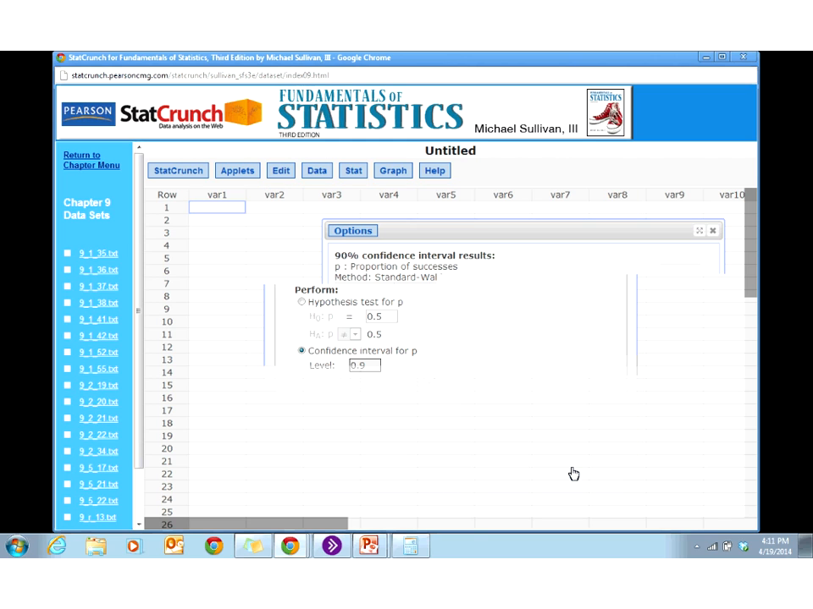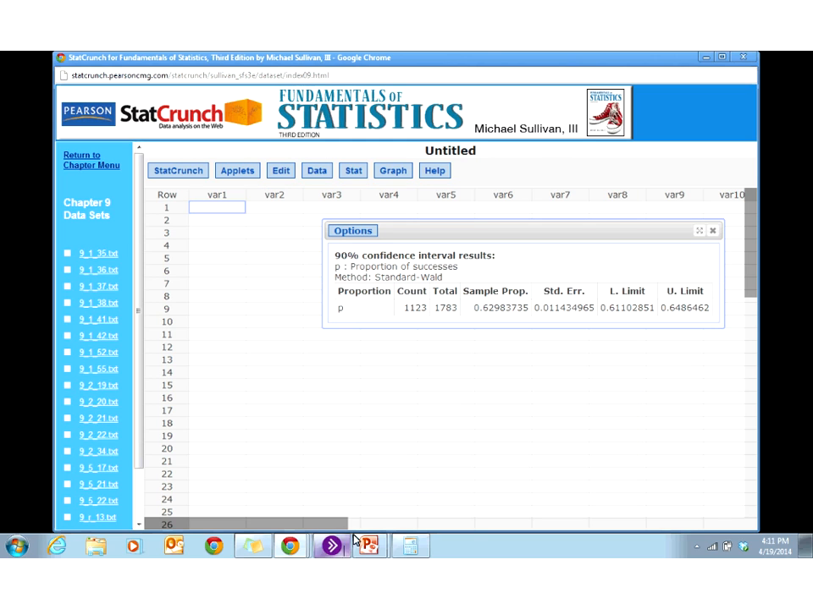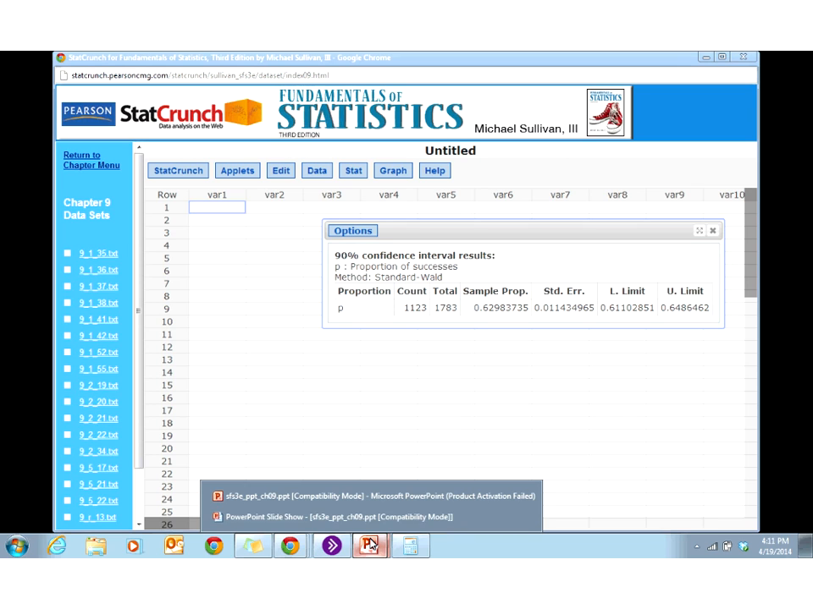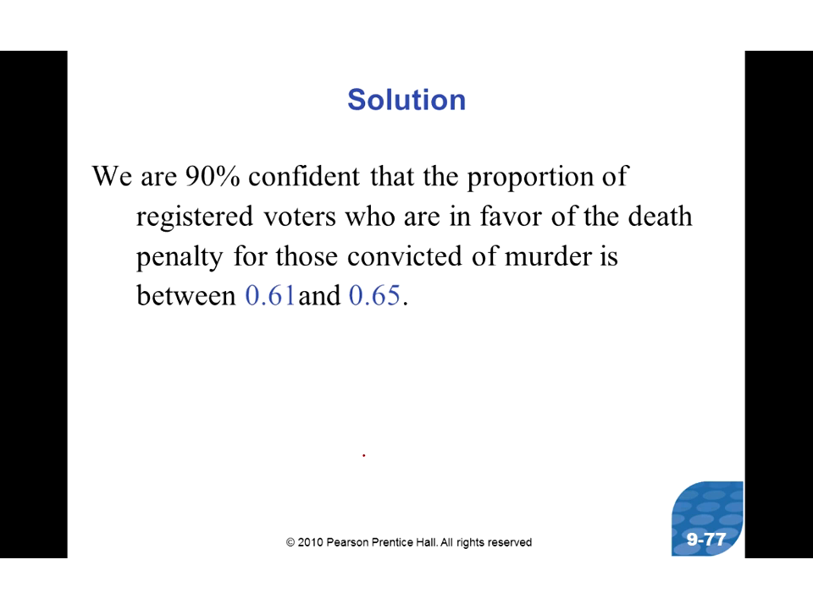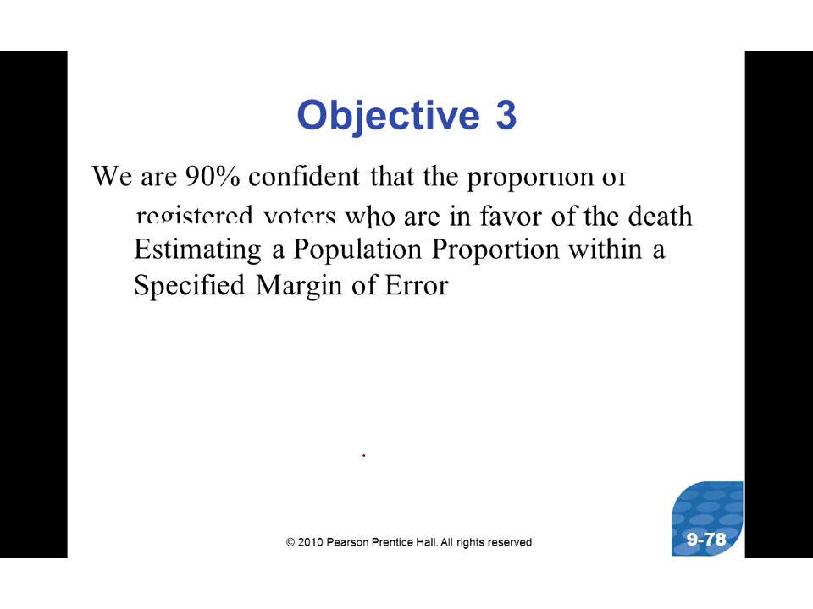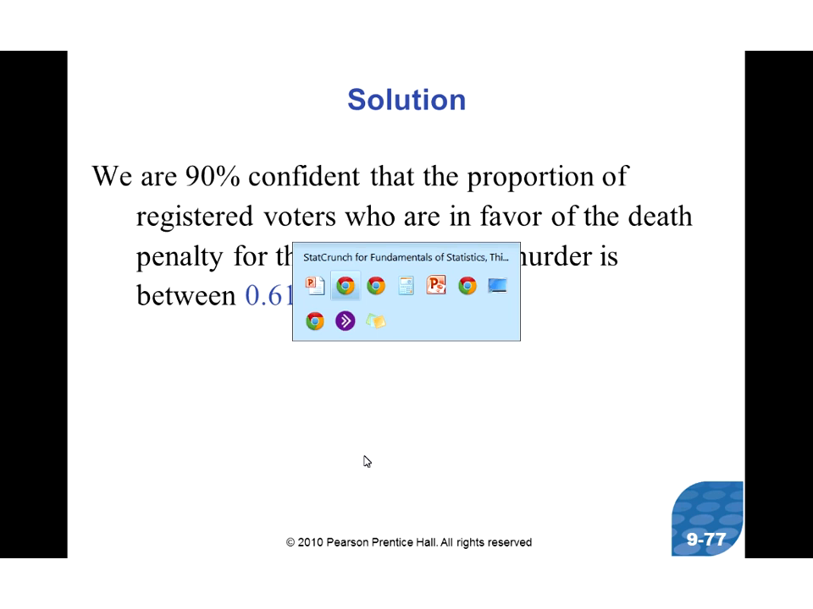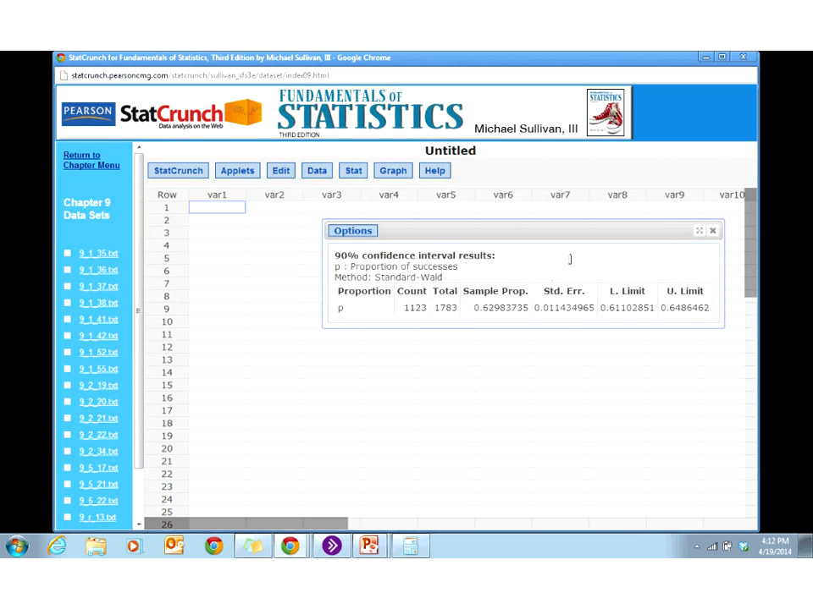All right, our lower limit was 0.611, upper limit was 0.65. I do remember that they rounded a little bit differently. Yes, 0.61 and 0.65, so we agree. Okay, so our solution is we can say with a 90% level of confidence that the proportion of registered voters who are in favor of the death penalty for those convicted of murder is between 0.61 and 0.65. All right, let's look at a couple of examples.